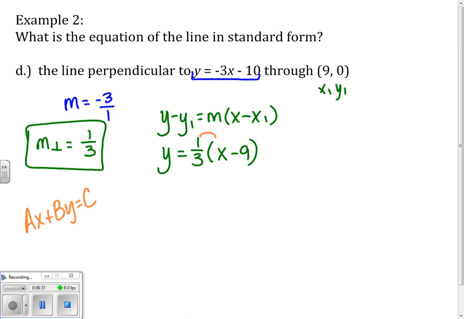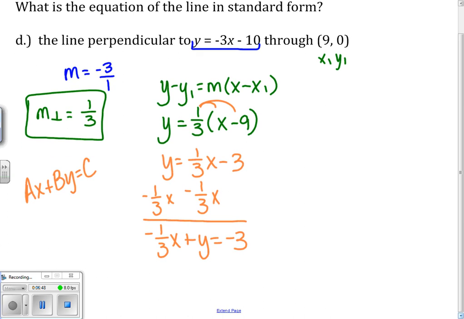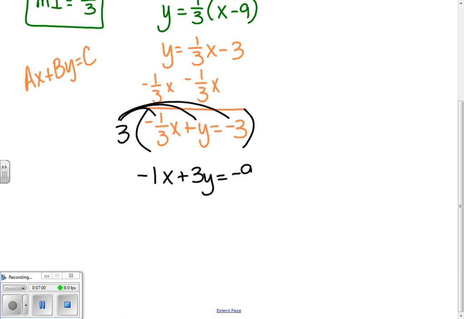So I'm going to start by distributing the 1/3. I get y equals 1/3 x minus 3, subtracting 1/3 x from both sides gives me -1/3 x plus y equals -3. And then to eliminate that fraction, you can't have fractions, I'm going to multiply everything by 3. I end up with -1x plus 3y equals -9.